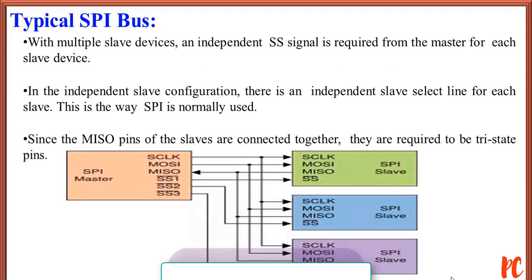In the independent slave configuration, there is an independent chip select line for each slave. This is the way SPI is normally used. The master asserts only one chip select at a time. Since the MISO pins of the slaves are connected together, they require tri-state pins for high, low and high impedance states. Some products implement SPI in a daisy chain configuration, where the first slave output is connected to the second slave input and so on.